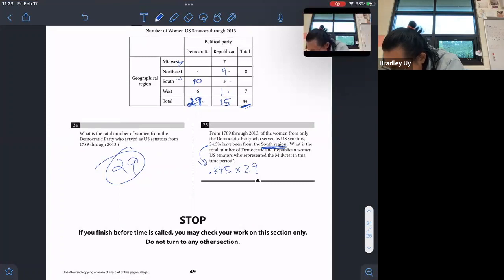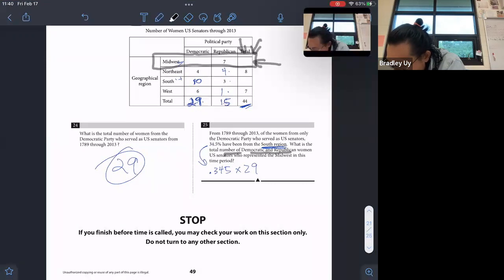Notice that's not the question, though. What is the total number of Democratic and Republican women who represented the Midwest? What we need to focus on is right here. We need the total number of Democrats and Republicans, so we need that box right there. But to do that, we need this. I see that these already add up to 20, but there are 29 total Democratic women. So this should be 9. And the right answer here is 16. Okay, and that was last.